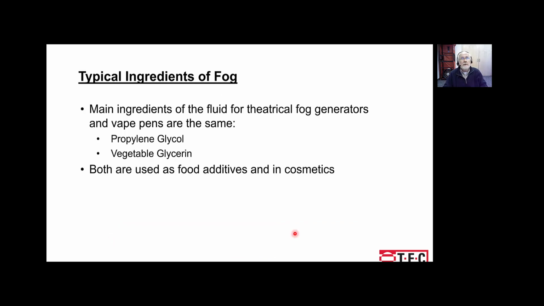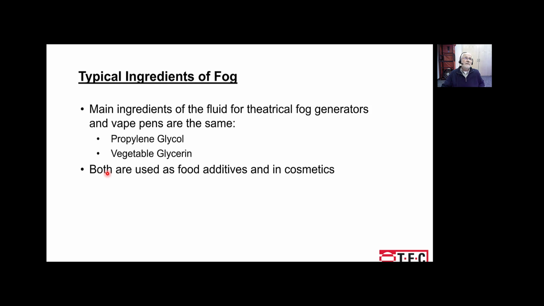So the main ingredients of the fluid that's used both in theatrical fog generators and vape pens, it's the same stuff. It's normally a mixture of propylene glycol and vegetable glycerin. And a lot of people say, oh, well, these are not dangerous at all because they are both used as food additives and in cosmetics.